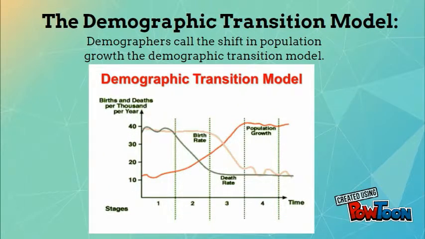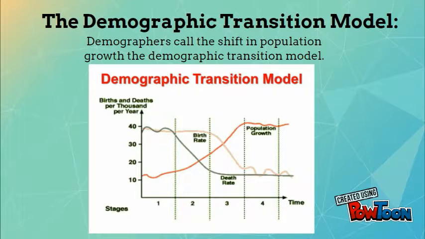Demographers call the shift in population growth the demographic transition model. As you can see, stage 1 here is characterized by a high birth rate and high death rate and overall short life expectancy. Stage 2 is characterized by a still high birth rate but a falling death rate and a slightly longer life expectancy.